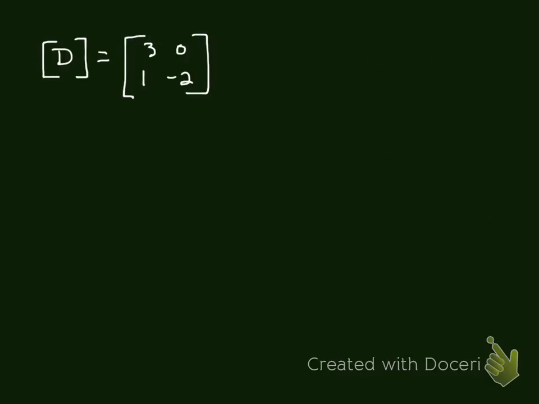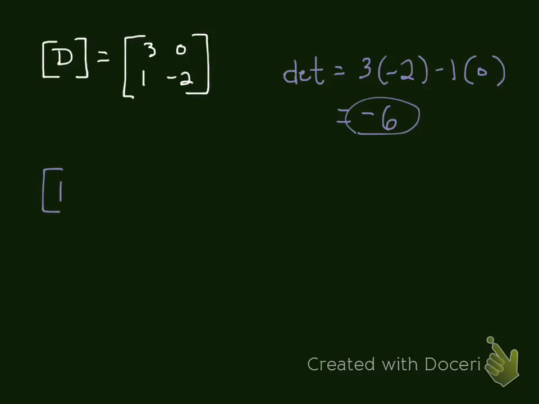Matrix D. First step, find the determinant. Okay, remember, cross multiply. 3 times negative 2 minus 1 times 0. Well, that's just going to be negative 6. So that's the determinant. Now let's use that to find the inverse matrix.